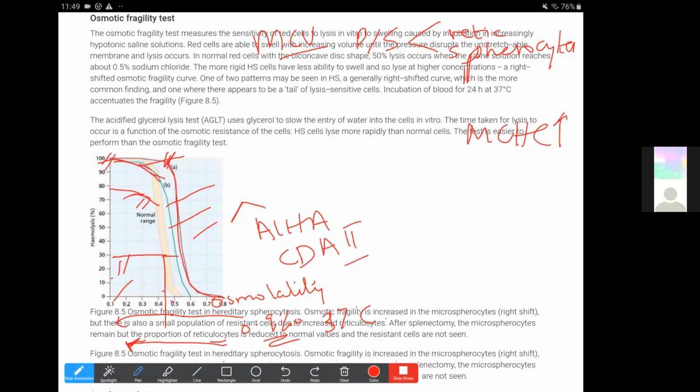Here, after a further increase of hypotonicity, the 100% lysis occurs. So the 100% lysis occurs earlier after splenectomy, whereas before splenectomy, because of the tail of resistant cells, the 100% lysis will be delayed until more hypotonicity has been reached.